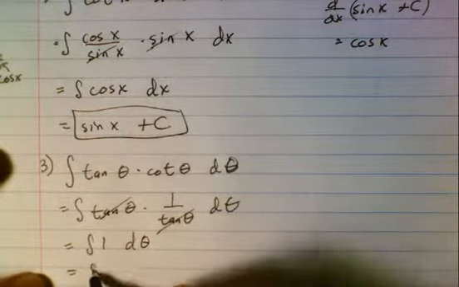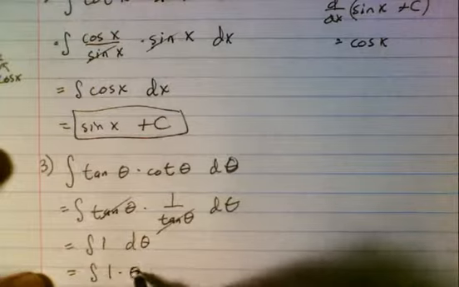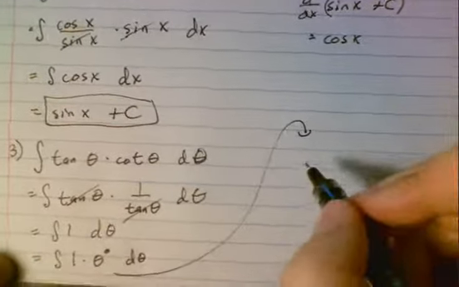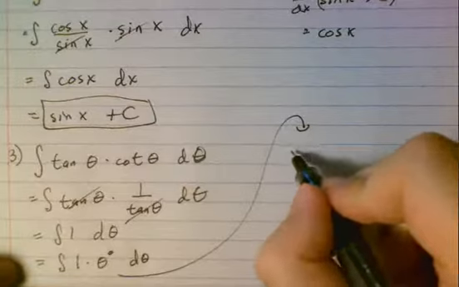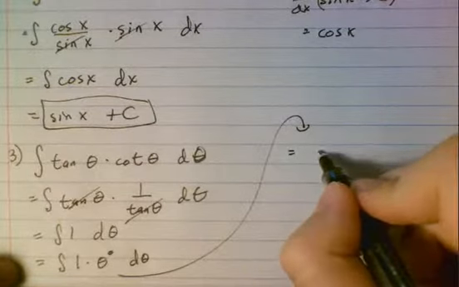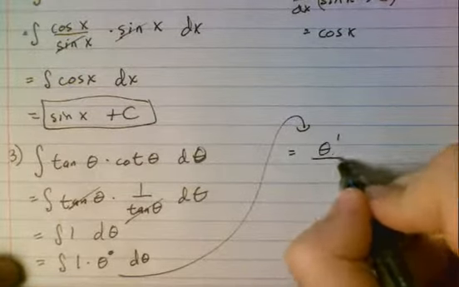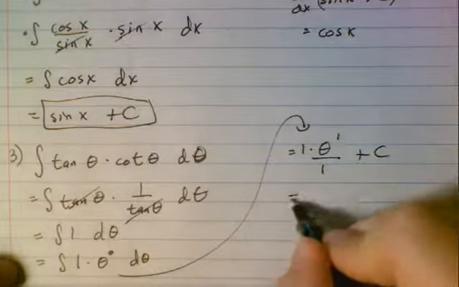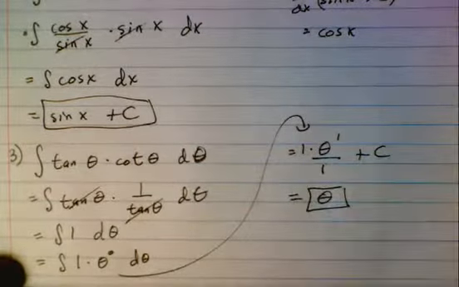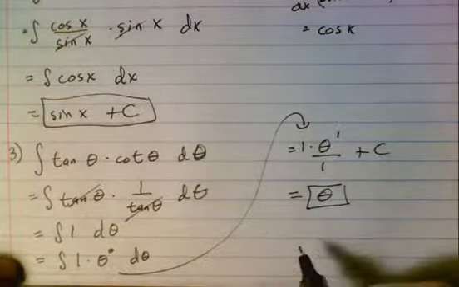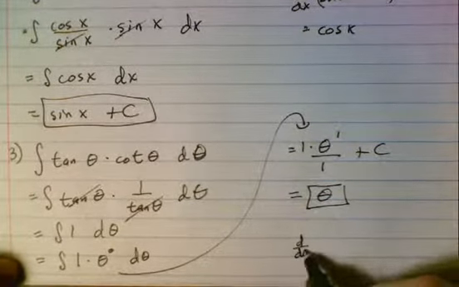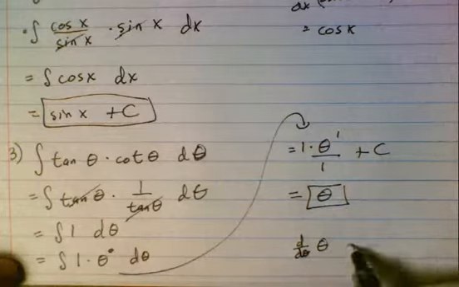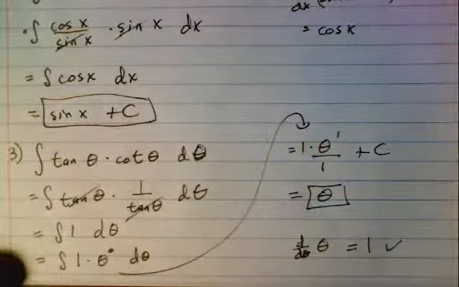And so this is the same as the antiderivative of 1 times theta to the 0 power. So just like we would do with any other variable, we're just going to add 1. That's theta to the first power, 1 times theta to the first power over 1, or just theta. Then when we go the other way to check it, the derivative of theta with respect to theta is just 1. It's exactly what we had.